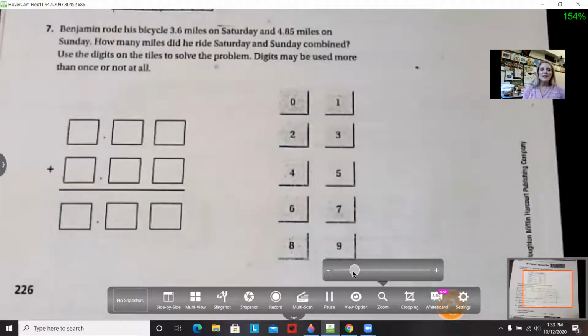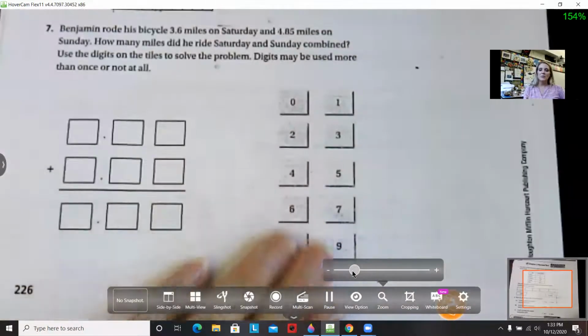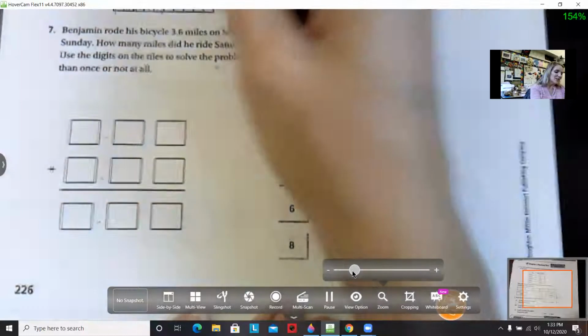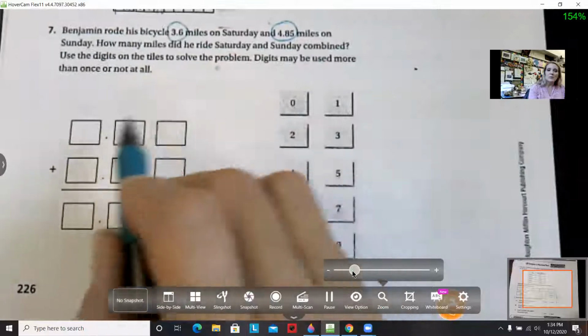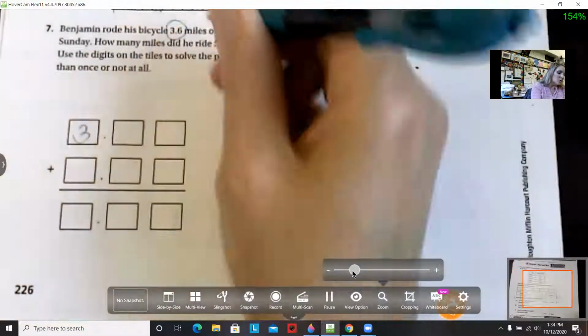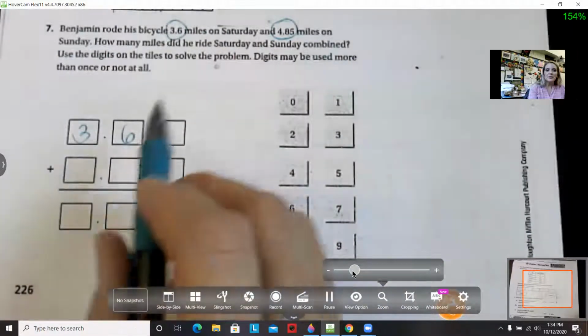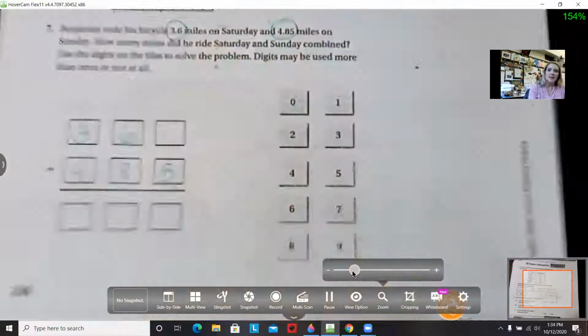Okay, number 7, Benjamin rode his bicycle 3 6/10 miles on Saturday and 4 85 hundredths miles on Sunday. How many miles did he ride Saturday and Sunday combined? So use these digits on these tiles. They may be used once or not at all, even more than once. Okay, so we're just going to take these two numbers, and you could do it one of 2 ways. Does it matter which number comes first? It doesn't. I usually prefer to use the first number in the problem first, and since it's a plus problem, I can do that. 3 6/10 miles on Saturday, 4 85 hundredths miles on Sunday.